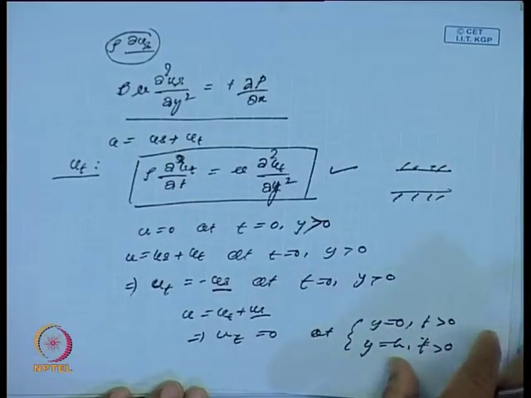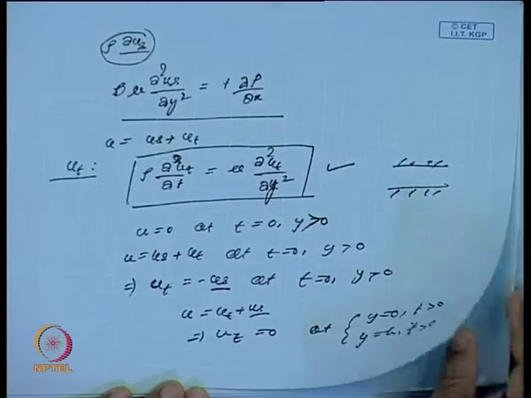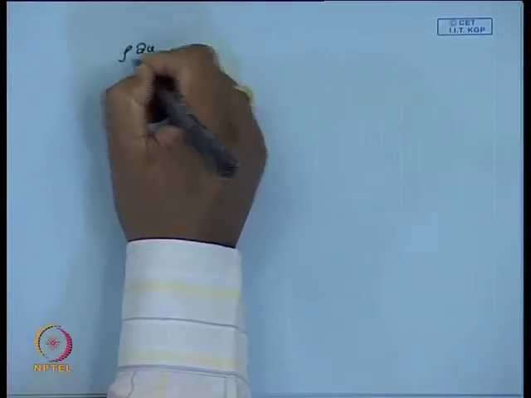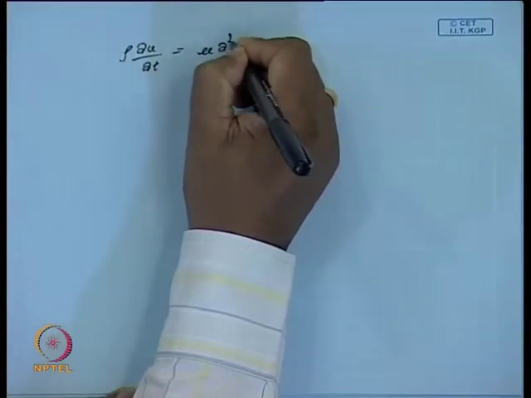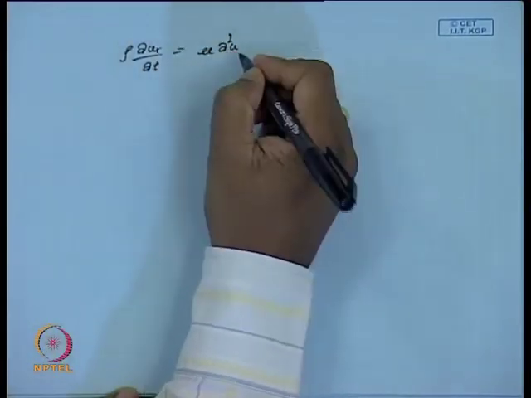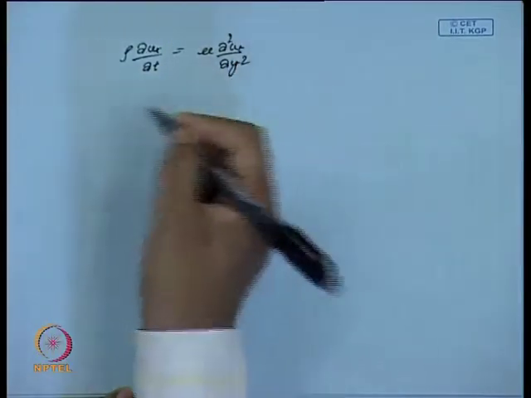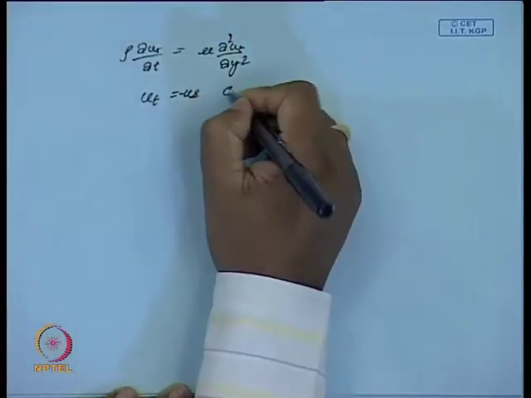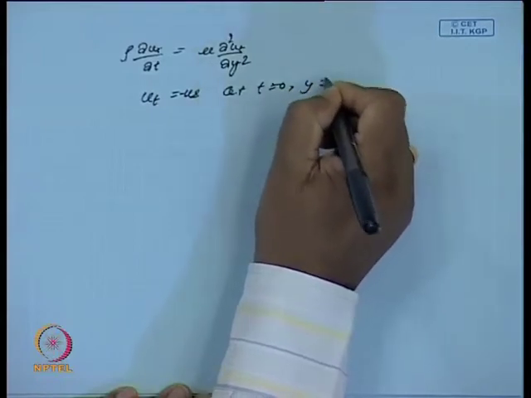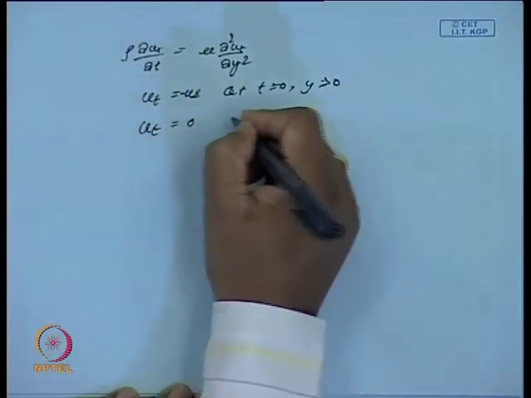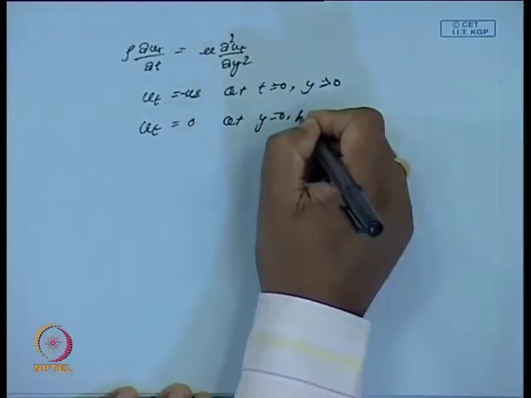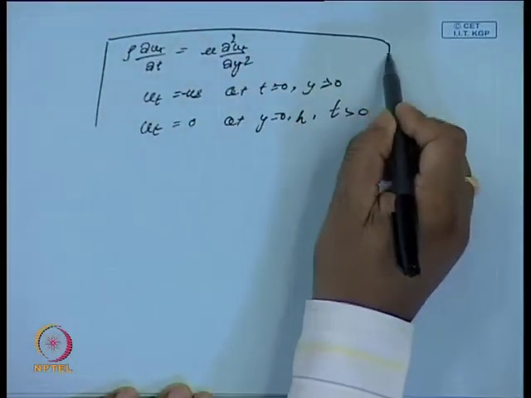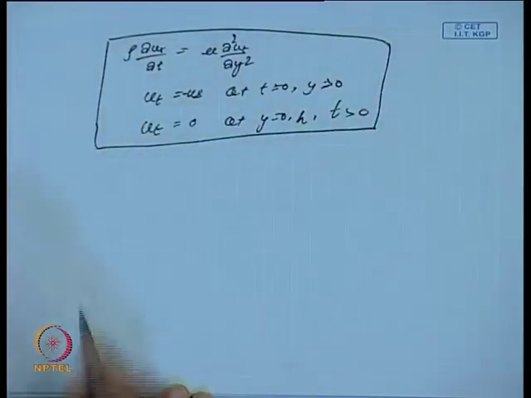So, in the process u t will satisfy rho del u t by del t equal to mu del square u t by del y square, and u t is subject to the boundary conditions: u t is equal to minus u s at t is equal to 0, y greater than 0, and u t is equal to 0 at y is equal to 0 comma h for t greater than 0. So, this becomes the initial boundary value problem associated with u t. On the other hand, what will happen to u s?